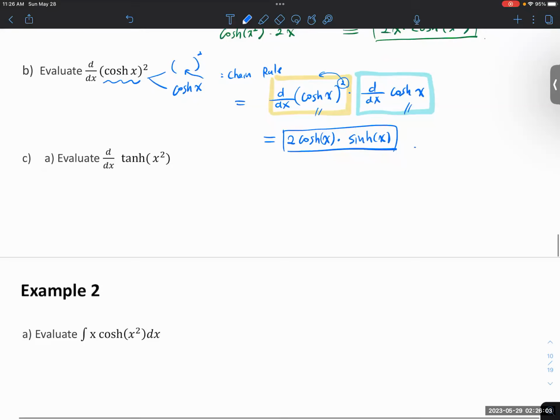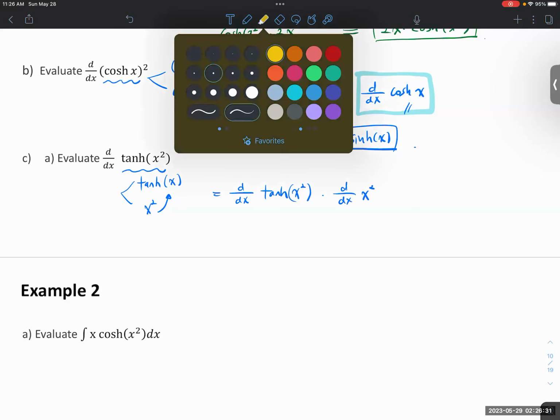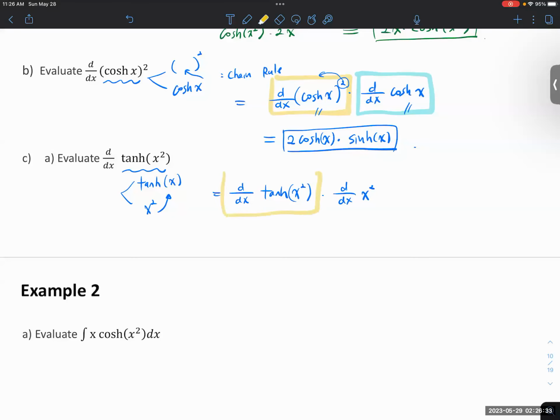Gotcha. Getting better and better. So what's the last one? Same thing. What do I see? I see two functions going on: the tanh function outside, and x² inside. So you have to use the chain rule. So d/dx of tanh(x²), tanh is outside, and then inside is x². So take a look at it: outside, and then this is inside.